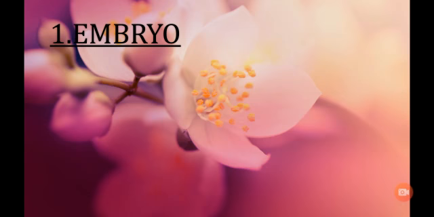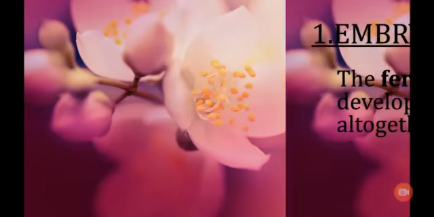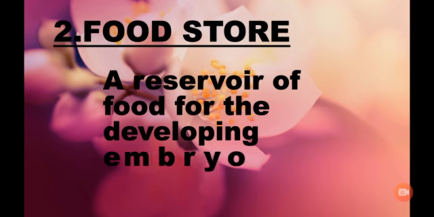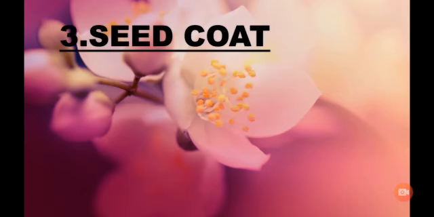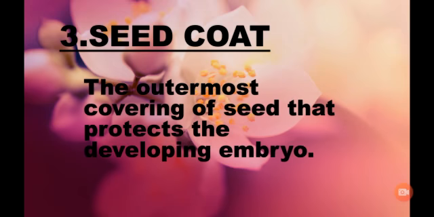First of all is the embryo. According to the definition, the fertilized ovule that develops into a new plant, or simply the part of the seed which is responsible for the formation of a plant body, is called the embryo. The second portion is the food store. As the name indicates, it is a reservoir of food for the developing embryo so that it can get nourishment and energy for growth and development. The third portion is the seed coat. It is the outermost covering of the seed that protects the developing embryo from the harsh external environment.